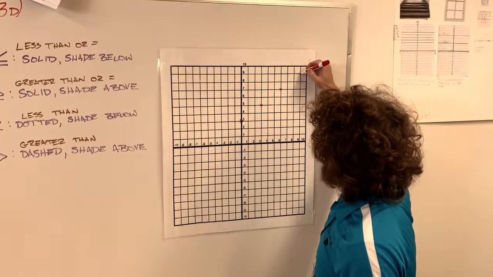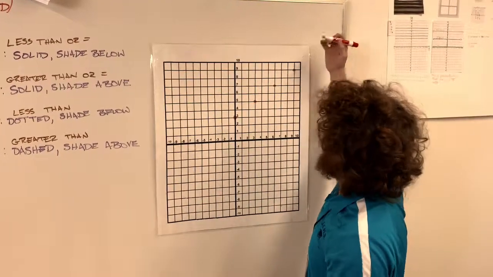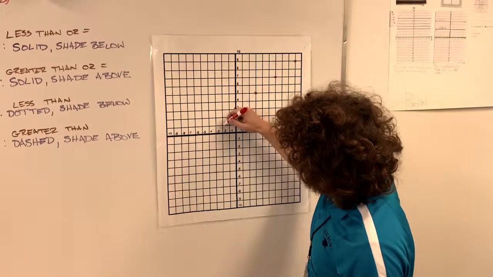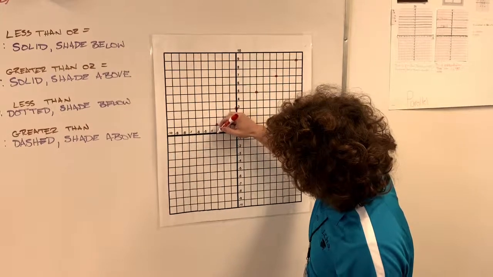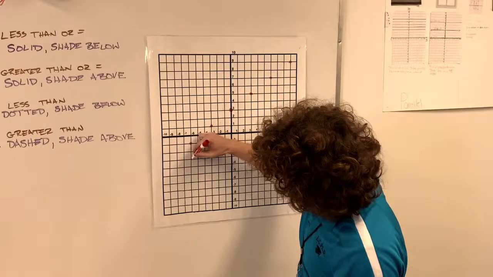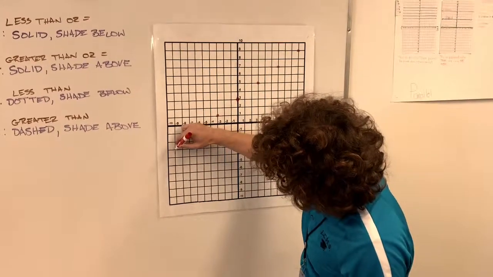Do it again. Oh, I ran out of graph. Maybe I can go the other way. Down 2, left 3. Oh look, that also works. They fall in line.